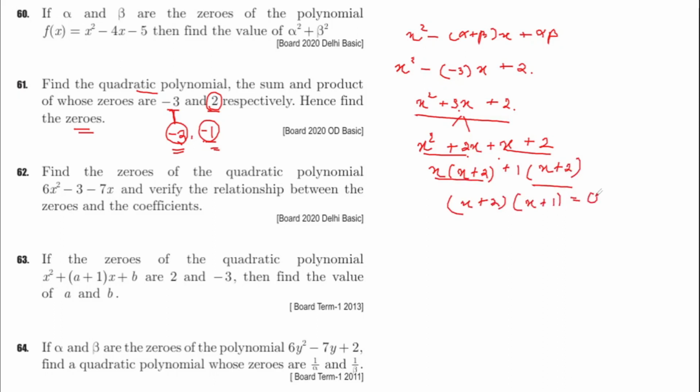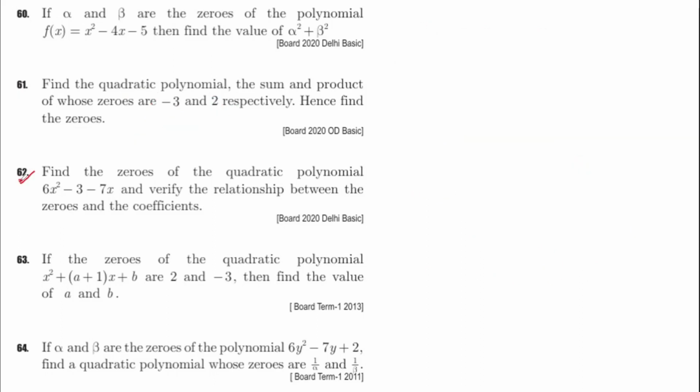So to get the values, let's take it as 0. From this, x plus 2 is 0, hence x is equal to minus 2. From this, x plus 1 is 0, so x is equal to minus 1. So again, you may see that you get the same answer, that is minus 2 and minus 1. Let's move to question number 62.